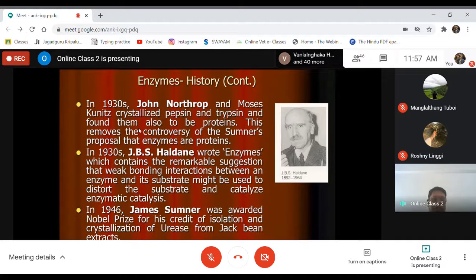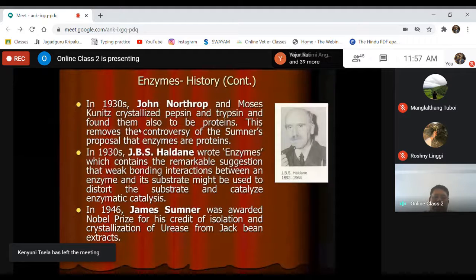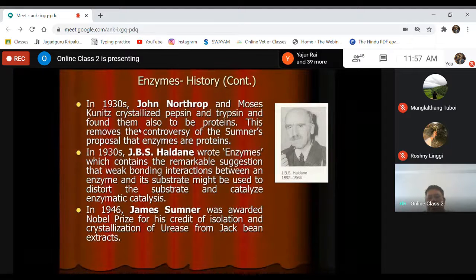In 1946, James Sumner was awarded the Nobel Prize for the isolation and crystallization of urease from the jack bean extract. Okay? Because James Sumner was the first one to isolate an enzyme and crystallize it. But he had done it in 1926, the isolation and the crystallization of urease. Since that was the pioneer work, it was recognized, and he was awarded the Nobel Prize in 1946.